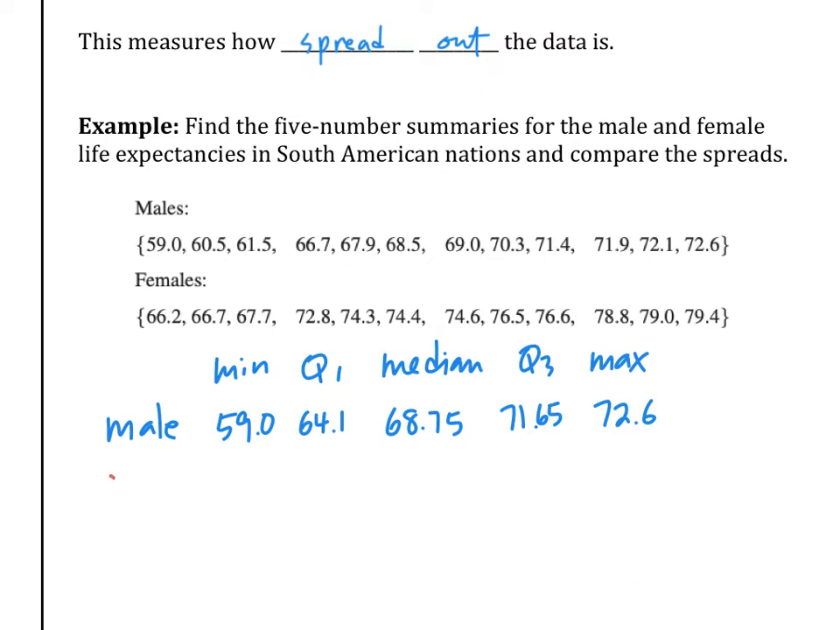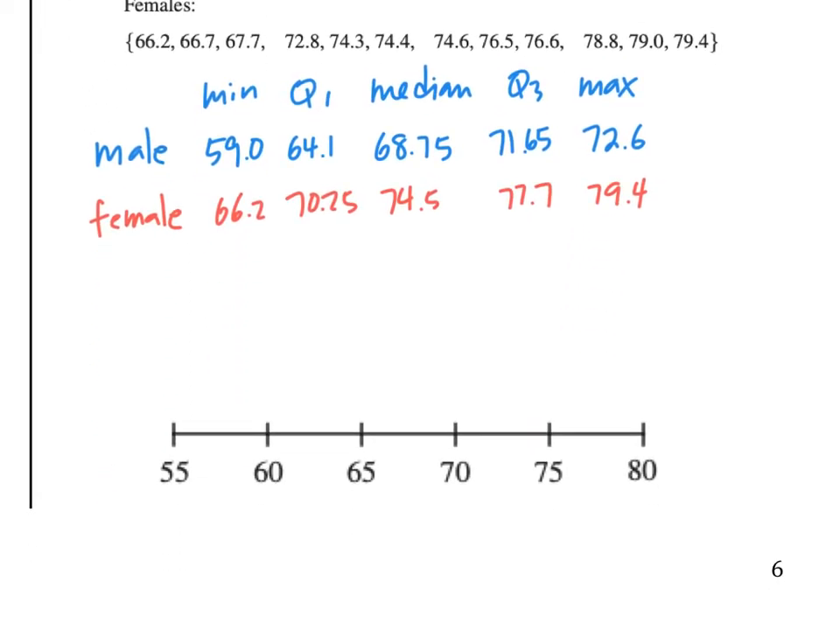Okay, now let's go ahead and have you try. Go ahead and find the 5-number summaries for the female data. Now go ahead and check your answer. Hopefully you got the same thing. Now what we're going to do is graph the box plots. So first we're going to do the male.